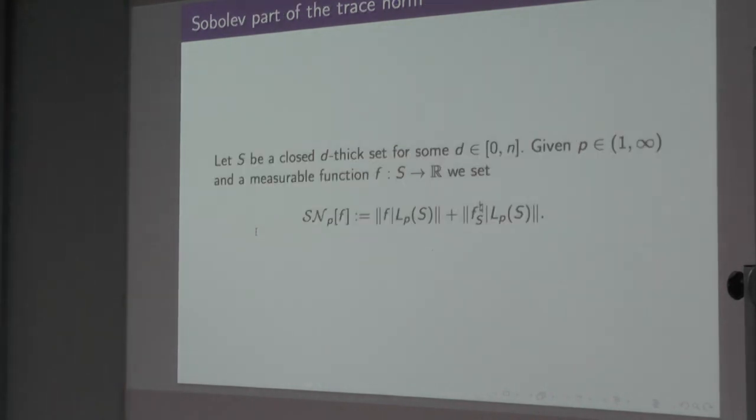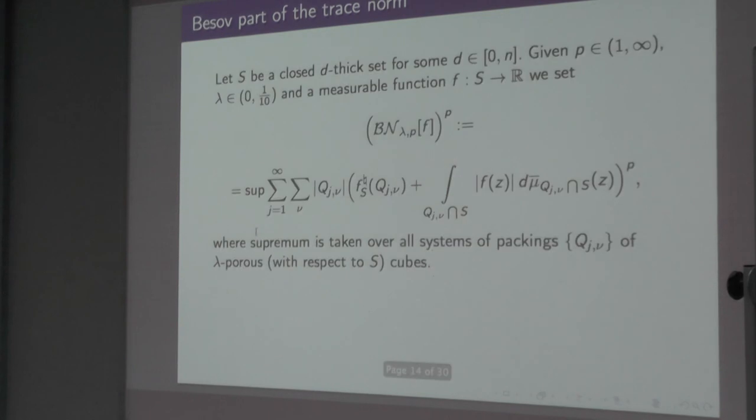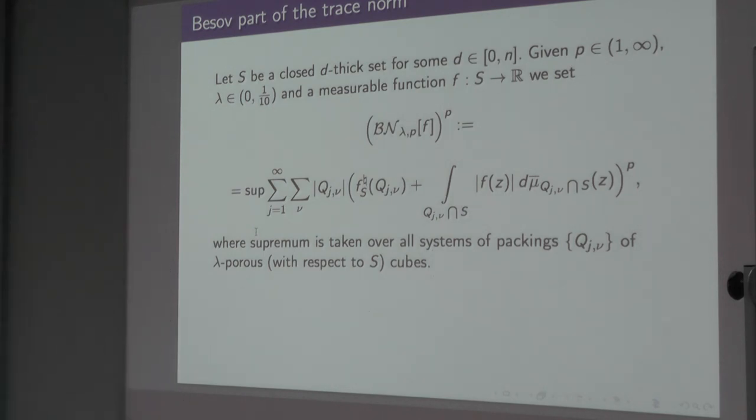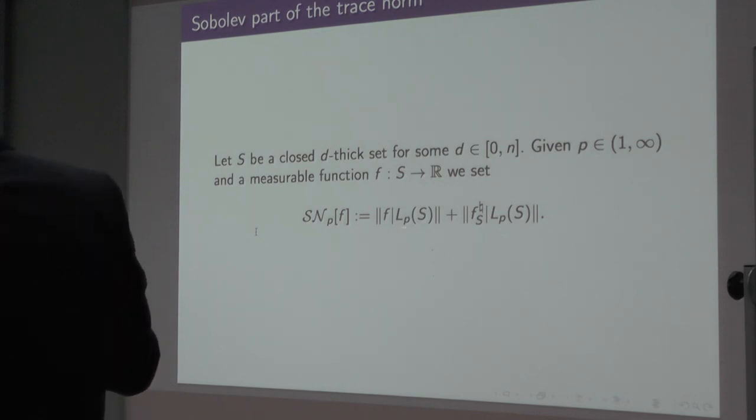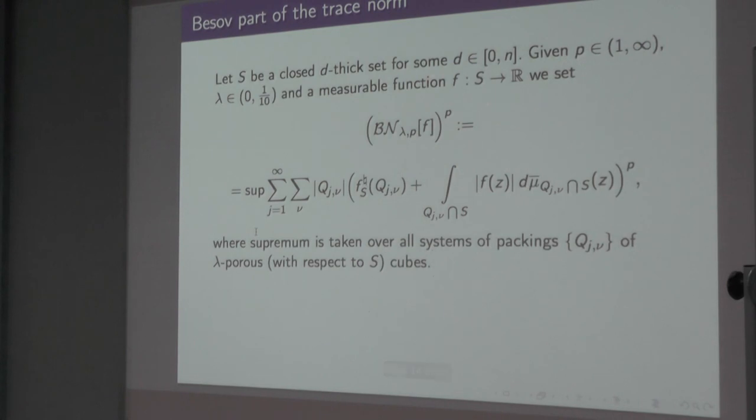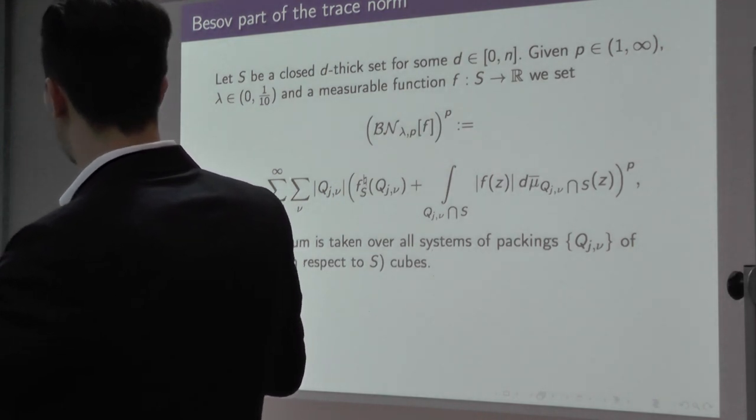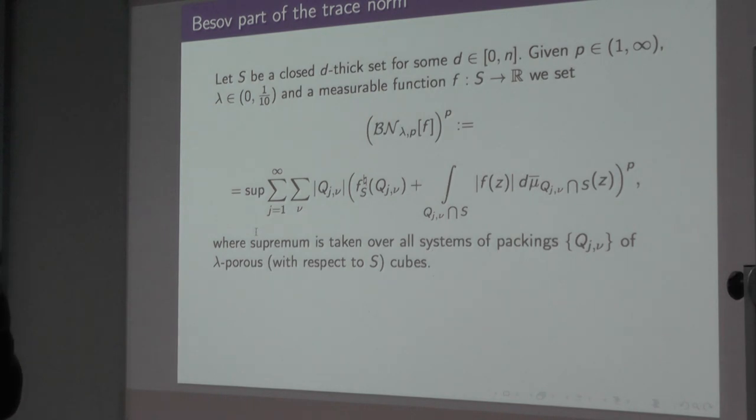Okay, and now we need the functionals SNP and BNP. Why do I use these notations, SN and BN? Because, in fact, SN looks like a Sobolev norm for the closed set. Here we integrate the function f and integrate the Calderon-type maximal function over the set S. And I would like to note that here we integrate over the classical Lebesgue measure. And BN is a Besov-type norm, because here we sum up over all porous cubes and take the supremum over all systems of packings of lambda-porous cubes.